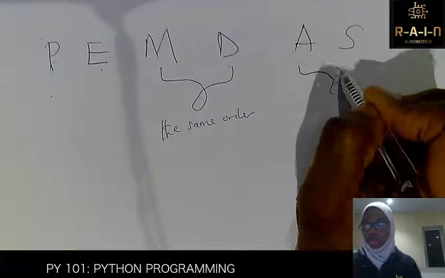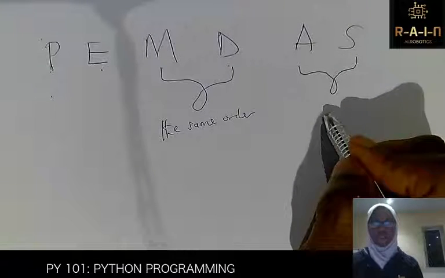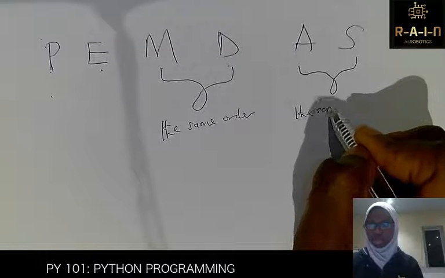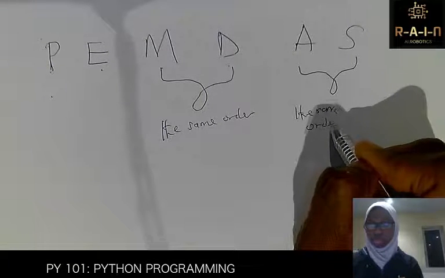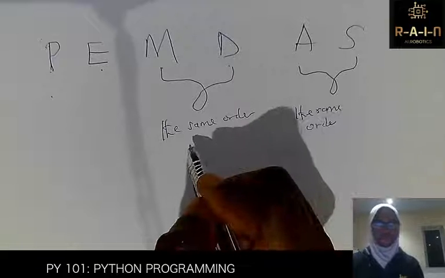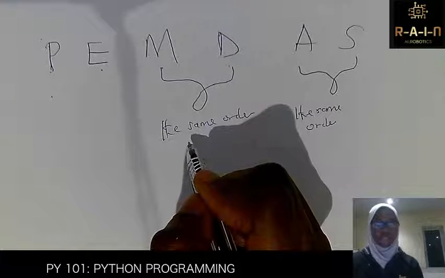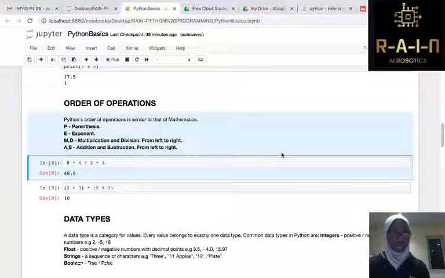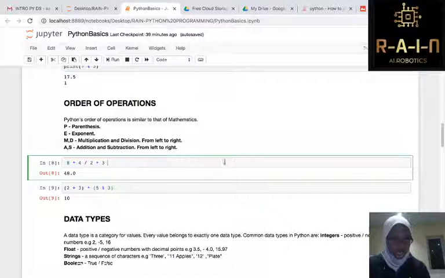Also, the same goes for addition and subtraction. Addition and subtraction also have the same order, and Python is going to execute whichever it sees first from left to right. Now, let's look at some of the expressions we can have in Python. Oh, sorry, I've executed this before, but let's just execute it again.